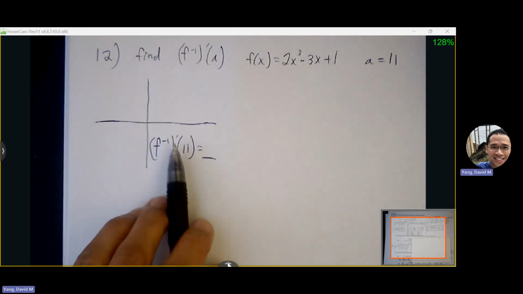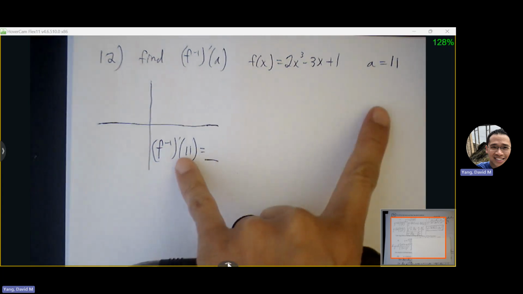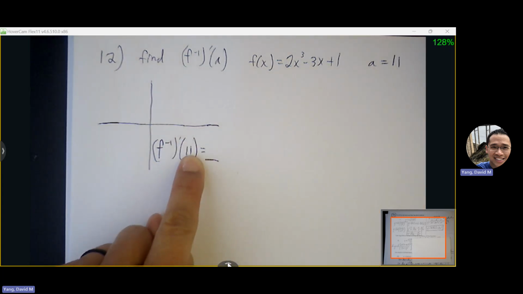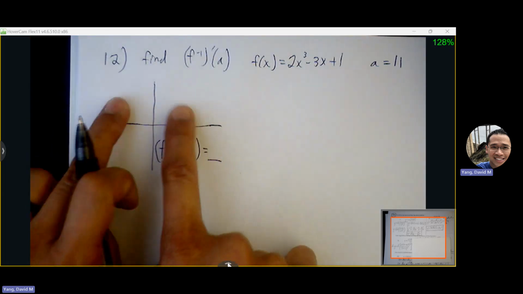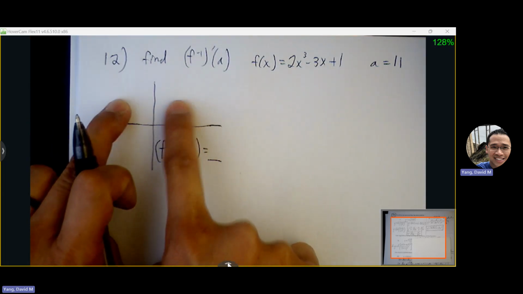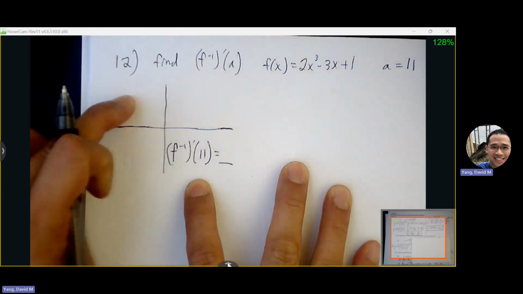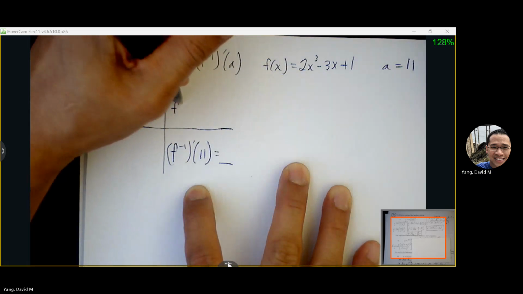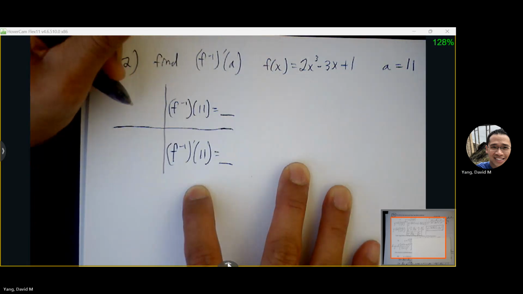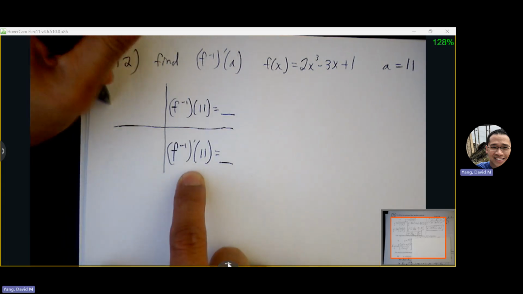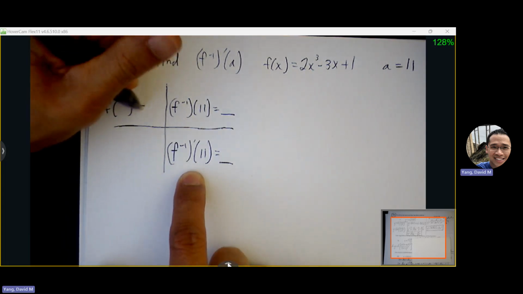Okay. We know 11 is the x value of my inverse, but therefore 11 must be the y value of my function. So I'm going to put the ordered pair relationship between my function and inverse in the top row. This is the derivative here. So I know that this must be true.